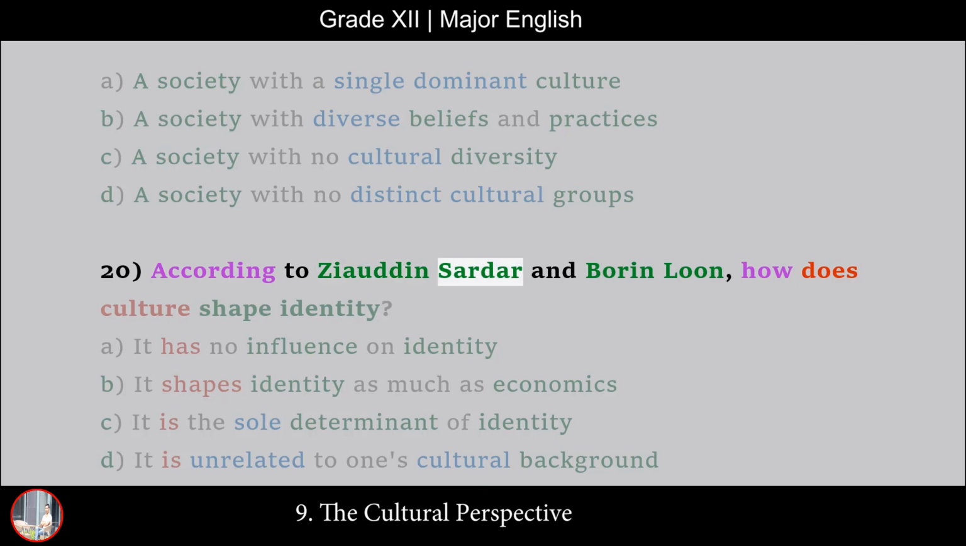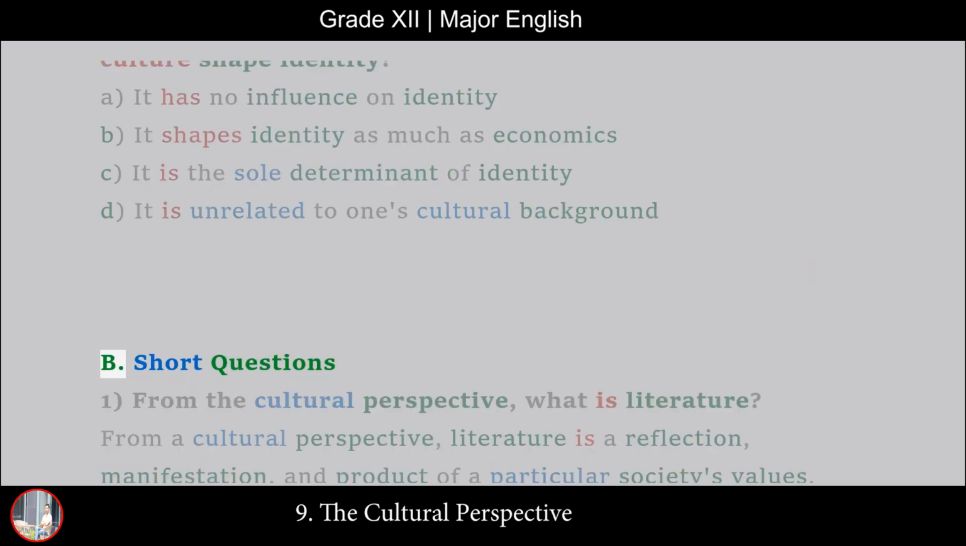20. According to Ziauddin Sardar and Borin Van Loon, how does culture shape identity? A. It has no influence on identity. B. It shapes identity as much as economics. C. It is the sole determinant of identity. D. It is unrelated to one's cultural background.